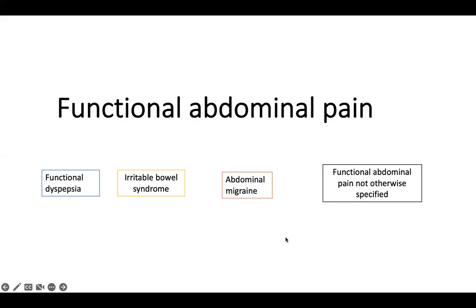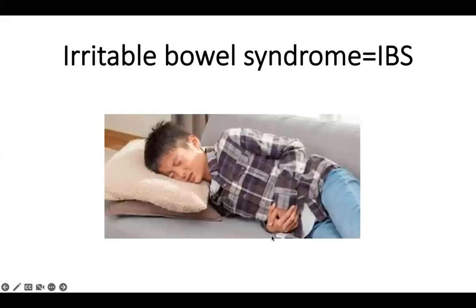Now let's talk about functional abdominal pain. Abdominal pain complaint in children is very common, and most of it is not serious, and it's functional abdominal pain. Functional abdominal pain disorders involve functional dyspepsia, irritable bowel syndrome, abdominal migraine, and functional abdominal pain not otherwise specified. We're going to talk about these two in this presentation. Let's start with irritable bowel syndrome.